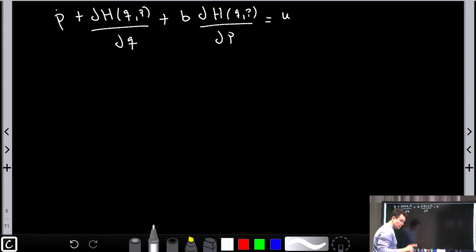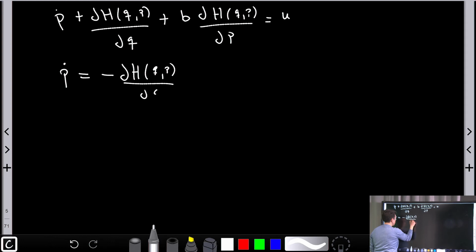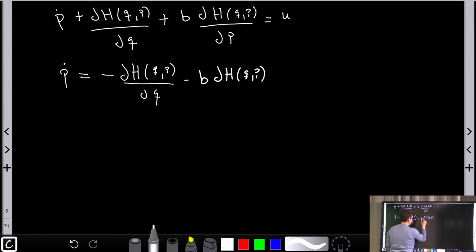Now recall this. This is one of the first results, our main ODE. And so we can rewrite it just in terms of the dynamics. We can say that p dot is just equal to minus the partial derivative of H(q, p) with respect to q, minus b times the partial derivative of H(q, p) with respect to p, plus u. This is one of the first results, of course. But let's analyze the second result.